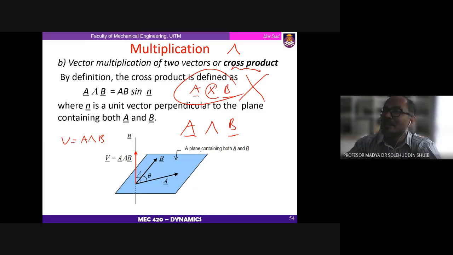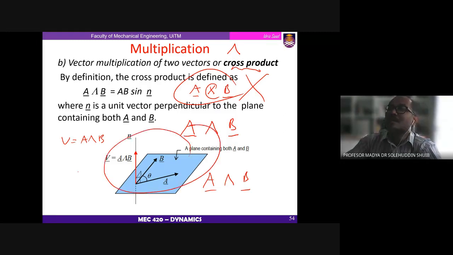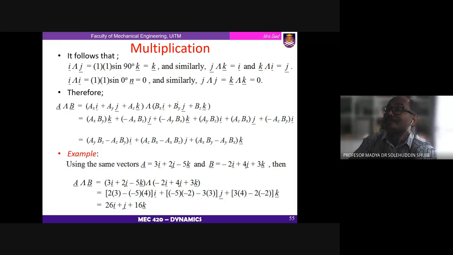So remember, the cross product is A cross B. This is how the figure looks like. All right, so these are the examples. Still remember this one.